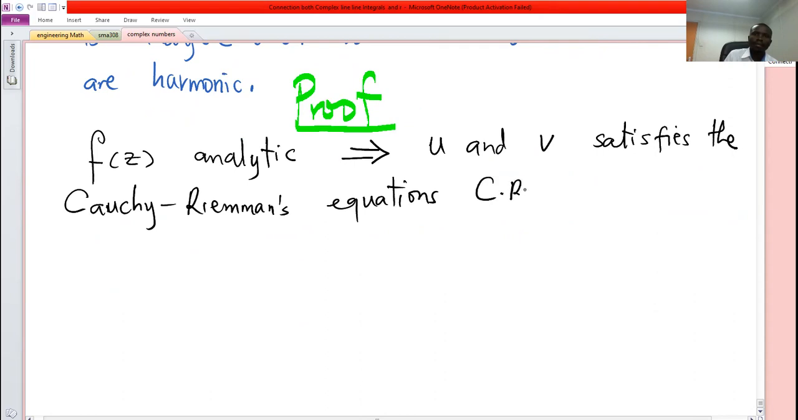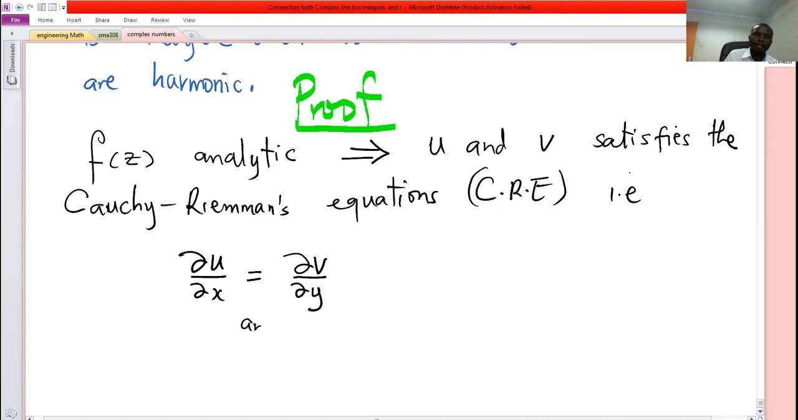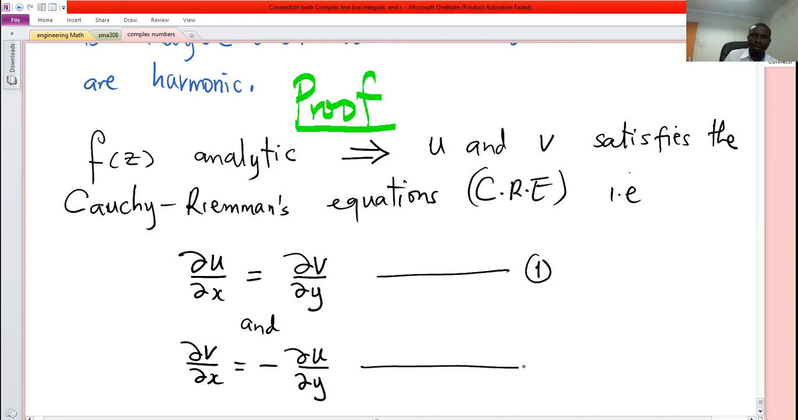So-called the CRE. That is, partial u partial x equals partial v partial y, and partial v partial x equals minus partial u partial y. Let's call the first Cauchy-Riemann equation 1, and this one 2.